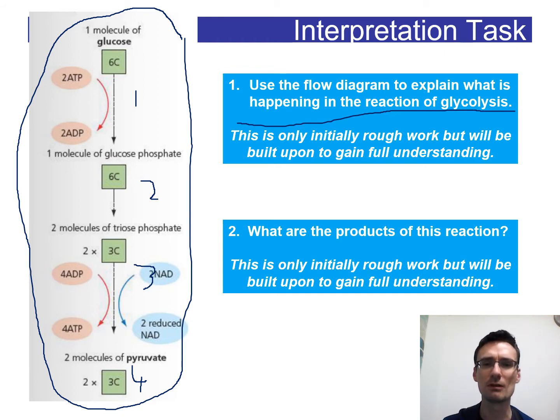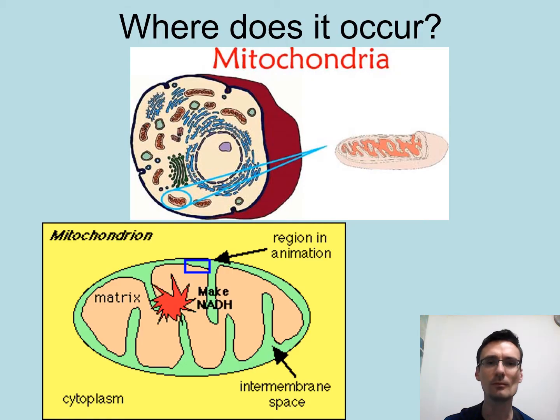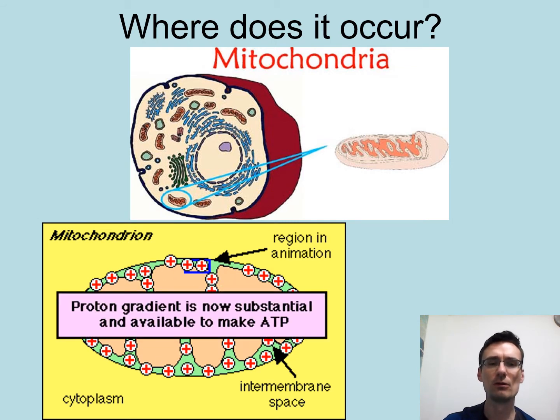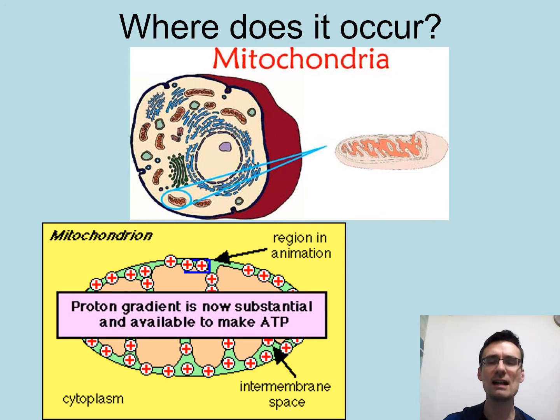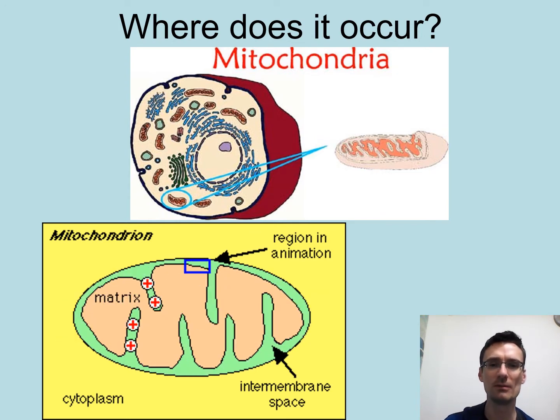And then we need to also know what the products of these reactions are. So anything coming off this flow diagram are the products. So before we start then, we've got the mitochondria, which is where all of this energy is being released and made as ATP. But actually this reaction isn't happening in the mitochondria.